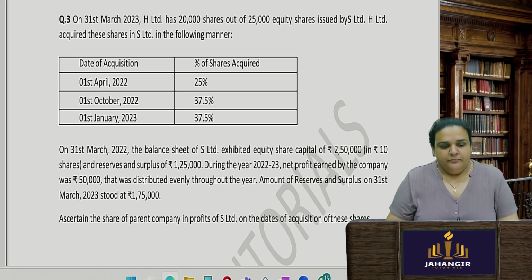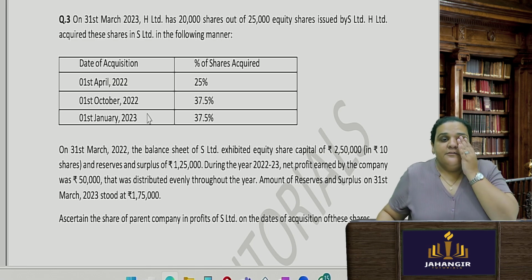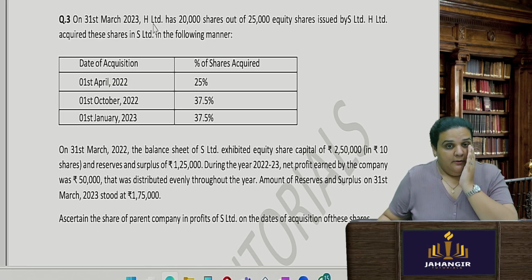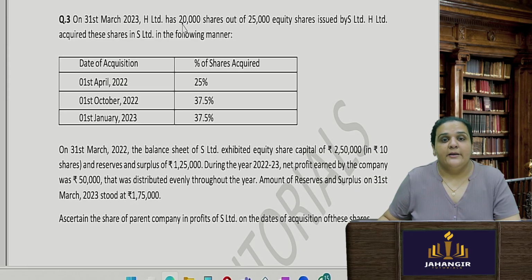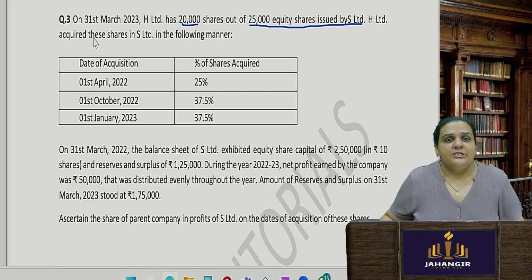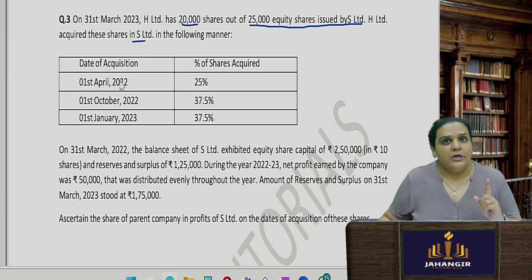Now, on 31st of March 2023, H Limited has 20,000 shares out of the total 25,000 shares in S Limited. So the total shares S Limited has is 25,000, and the holding company is holding 20,000 of that. H Limited acquired these shares in S Limited in the following manner. Not in one go; slowly they acquired the shares.